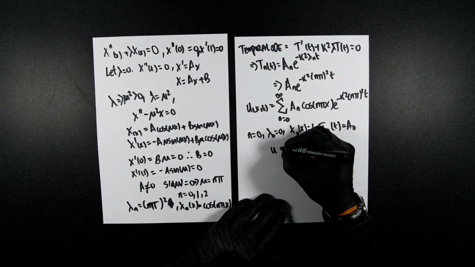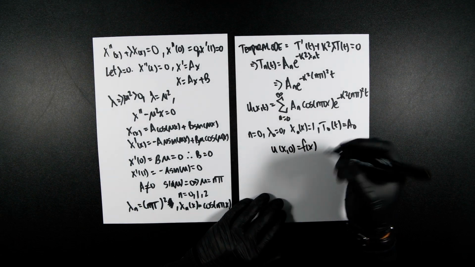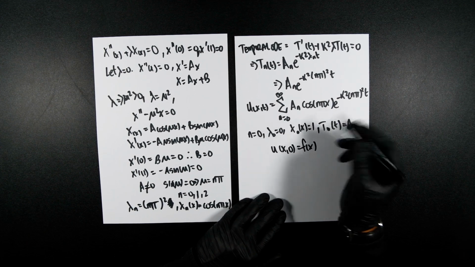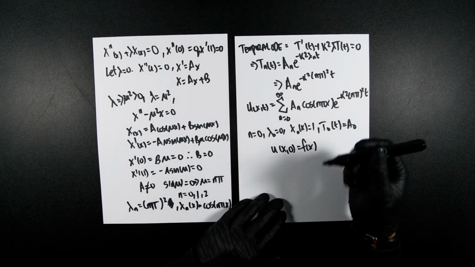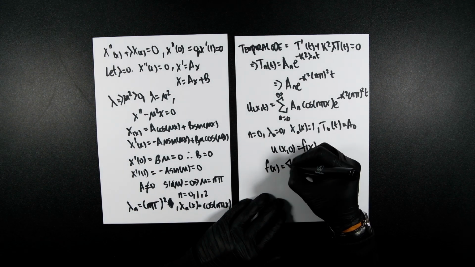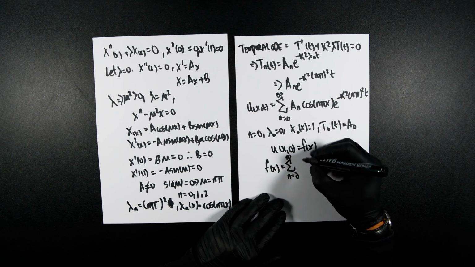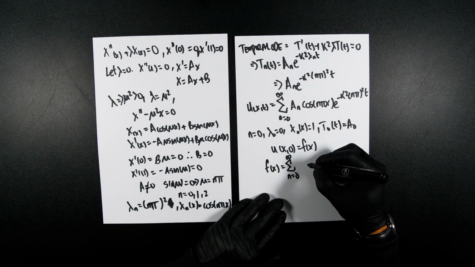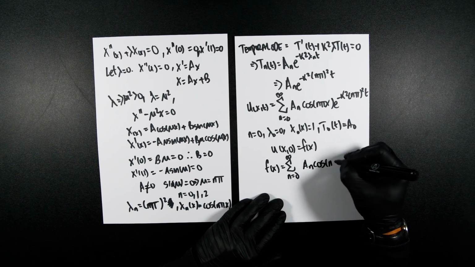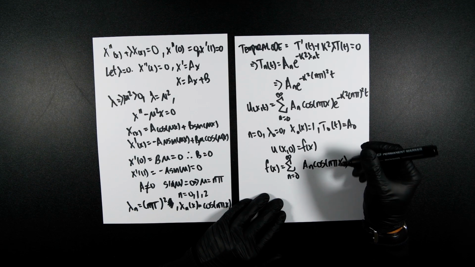So the coefficients a n are determined by the initial condition that was set out. So we had u of x,0 equals f of x. Therefore, we're going to use the Fourier cosine series. That's what all of this is, the Fourier series and the sine series of the cosine series. So you're going to get f of x equals the summation from n equals 0 to infinity of a n cos n pi x.